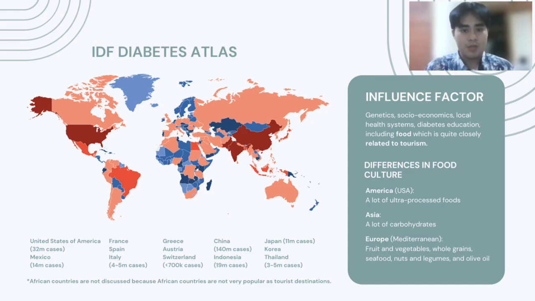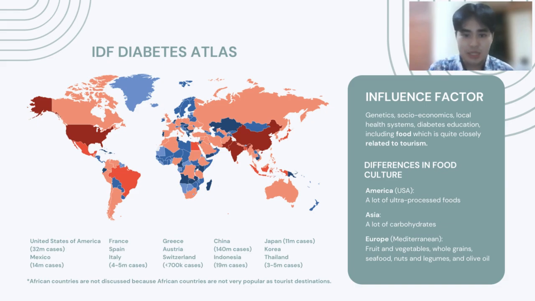My name is Valentino Wijaya, and I will explain about the epidemiology of diabetes type 2 in the tourism country. Almost every country in this world has cases of diabetes, including the tourism destination countries, such as the following countries, which are popular as tourist destinations.